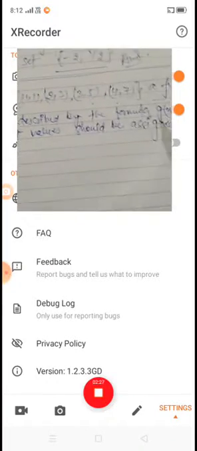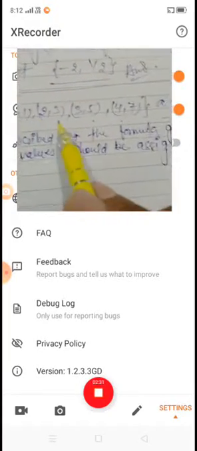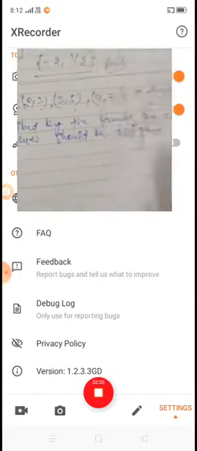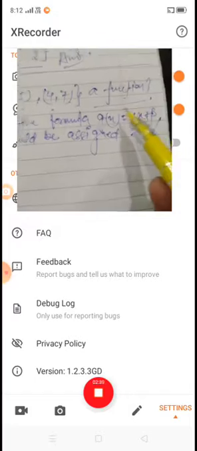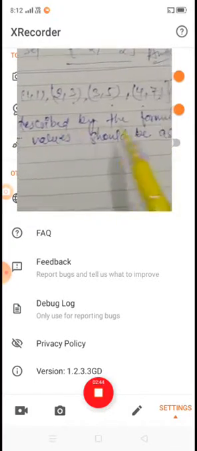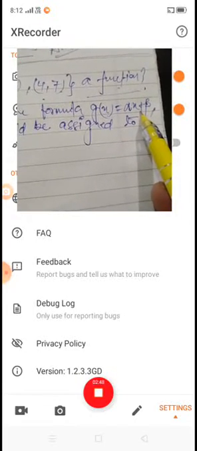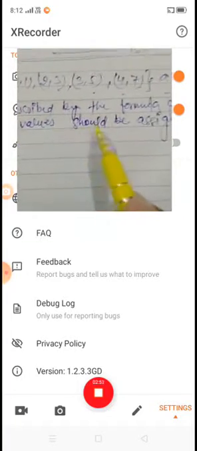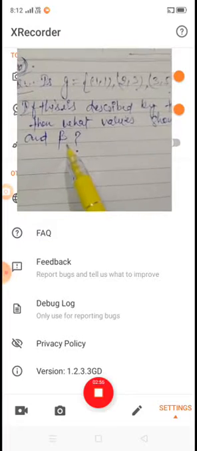First of all, once more we see the question. Is g = {(1,1), (2,3), (3,5), (4,7)} a function? First question is that. Okay, second one: if this is described by the formula g(x) is equal to alpha x plus beta, then what values should be assigned to alpha and beta?